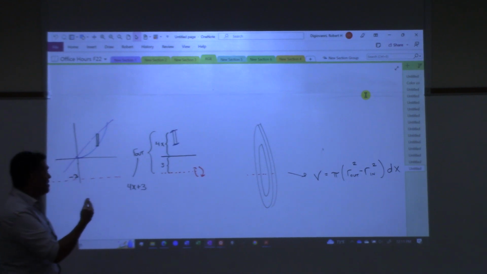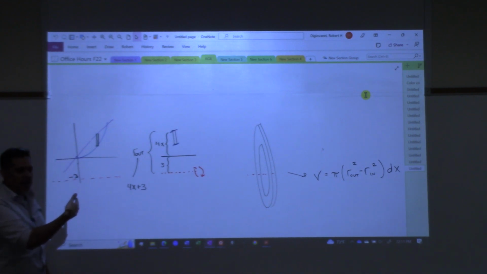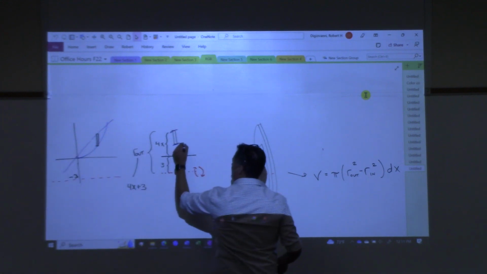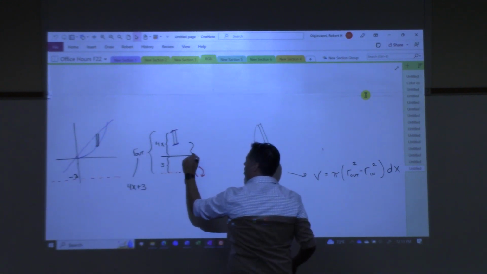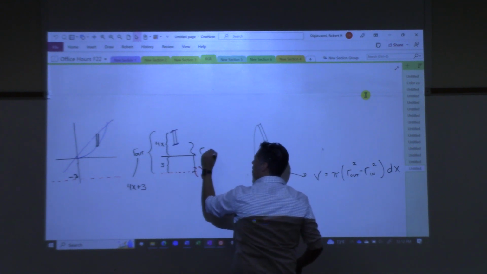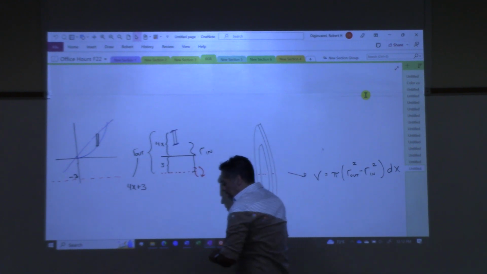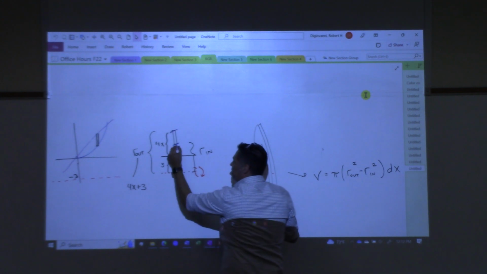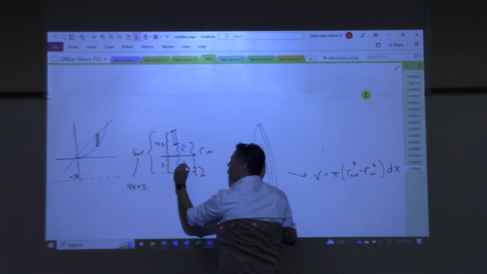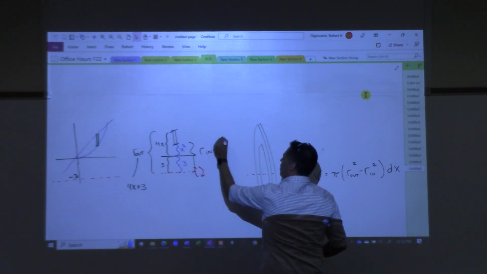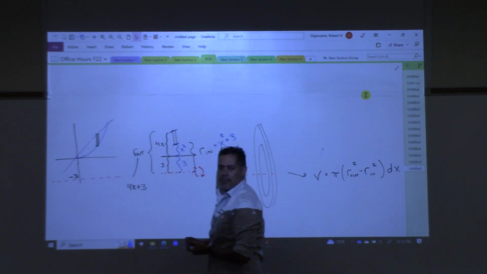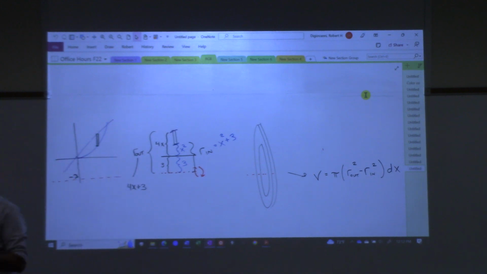Okay, so that's the outer radius, right? The inner radius is the distance from here all the way down to here, right? That's my r in. And that's going to be this distance from here to here first, that's x squared, and then this right here again is 3. So this will be x squared plus 3. See, they're different, right? That's different than we had before. The rest of everything is the same, right? You can still set up the integral now.